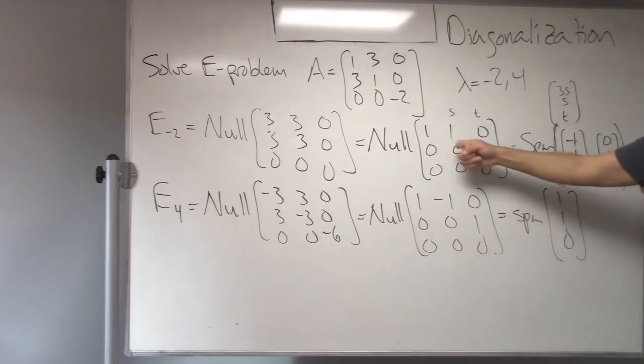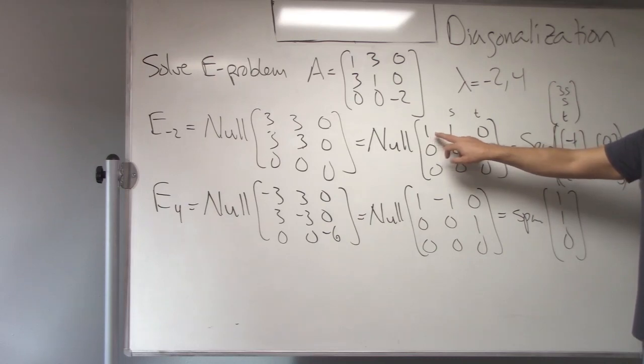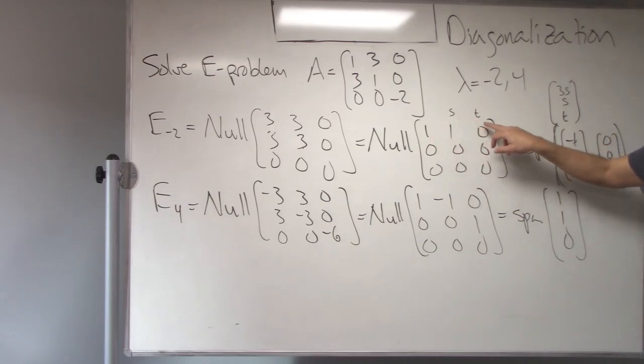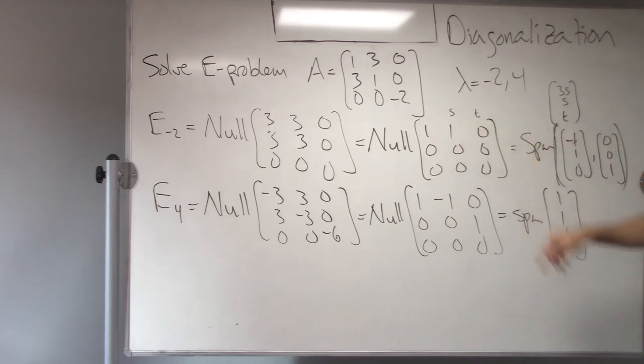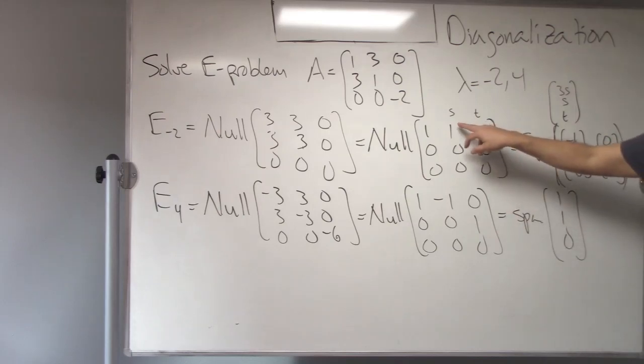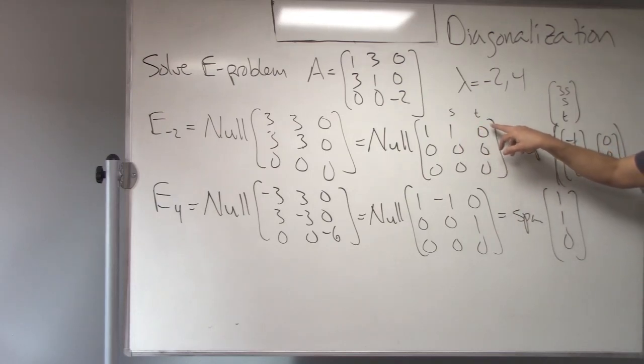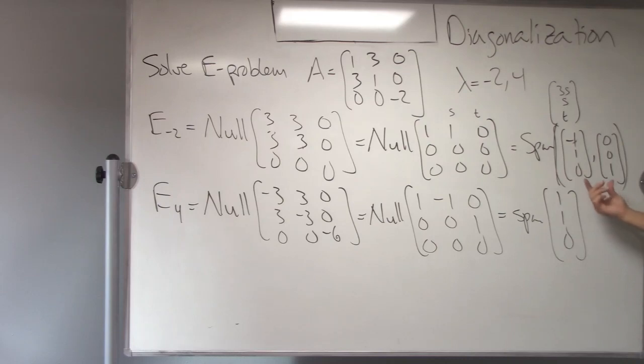And so how's that going to work? It goes x plus s is equal to 0. So x is equal to negative s, y is equal to s, and z is equal to t. So as per usual, split it up along s and t, and you get these 2 spanning vectors: negative 1, 1, 0, and 0, 0, 1.